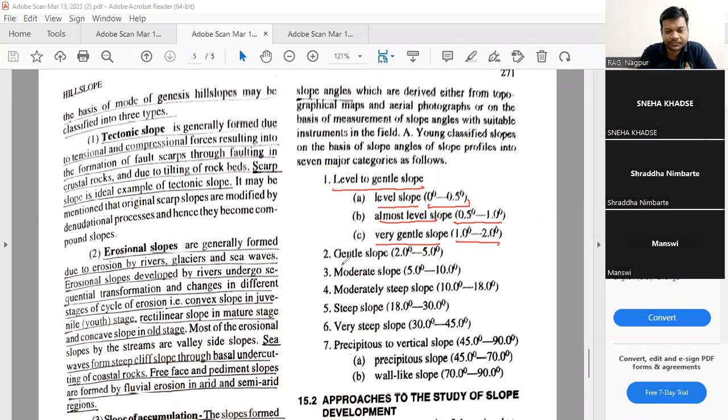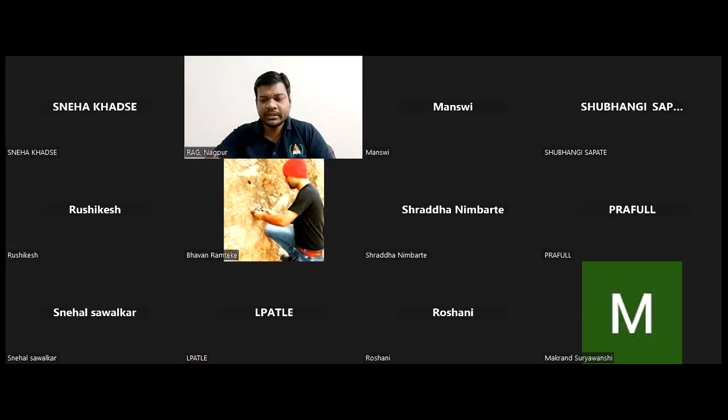Then comes gentle slope 2 degree to 5 degree, moderate slope 5 degree to 10 degree, moderately steep slope 10 degree to 18 degree, steep slope 18 degree to 30 degree, very steep slope 30 degree to 45 degree, and precipitous to vertical slope 45 degree to 90 degree. The precipitous slope is 45 to 70 degree and the wall-like slope is 70 degree to 90 degree. This is the classification of slopes which we have to study. So this is it for today. This is all about today's class.